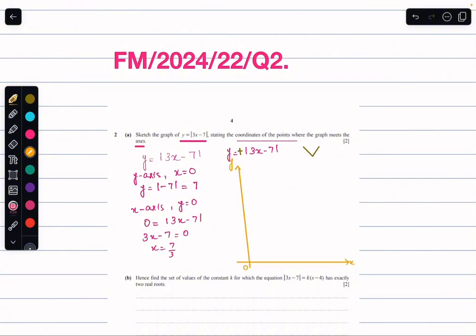For the x-axis and the y-axis, we already have the y-intercept, which is 7. So I can mark this 7 here. And x equals 7 by 3 is the value on the x-axis. Just making the graph, I know this being a V-shaped graph, it just needs to follow this pattern here. This is all that we have to do for the 2 marks that we have in the paper. No further working, and this is the complete solution for the sketch of the graph for the absolute function 3x minus 7.